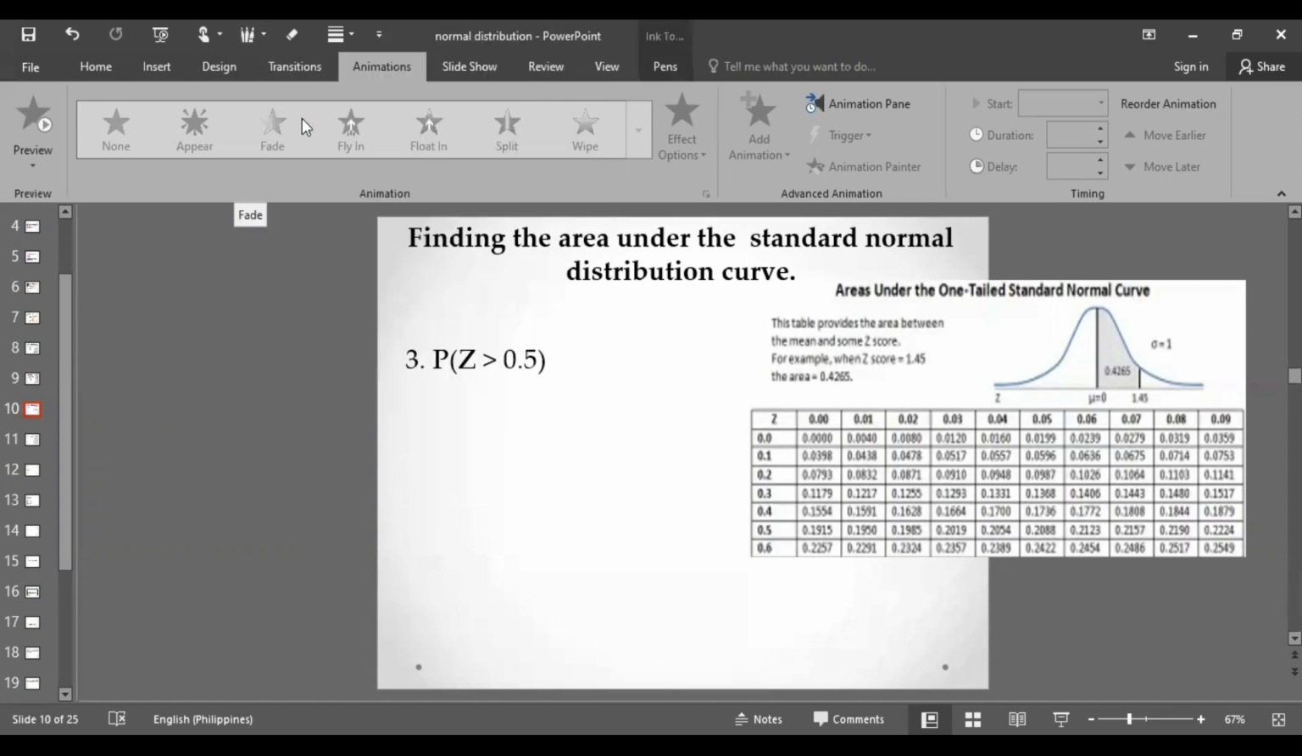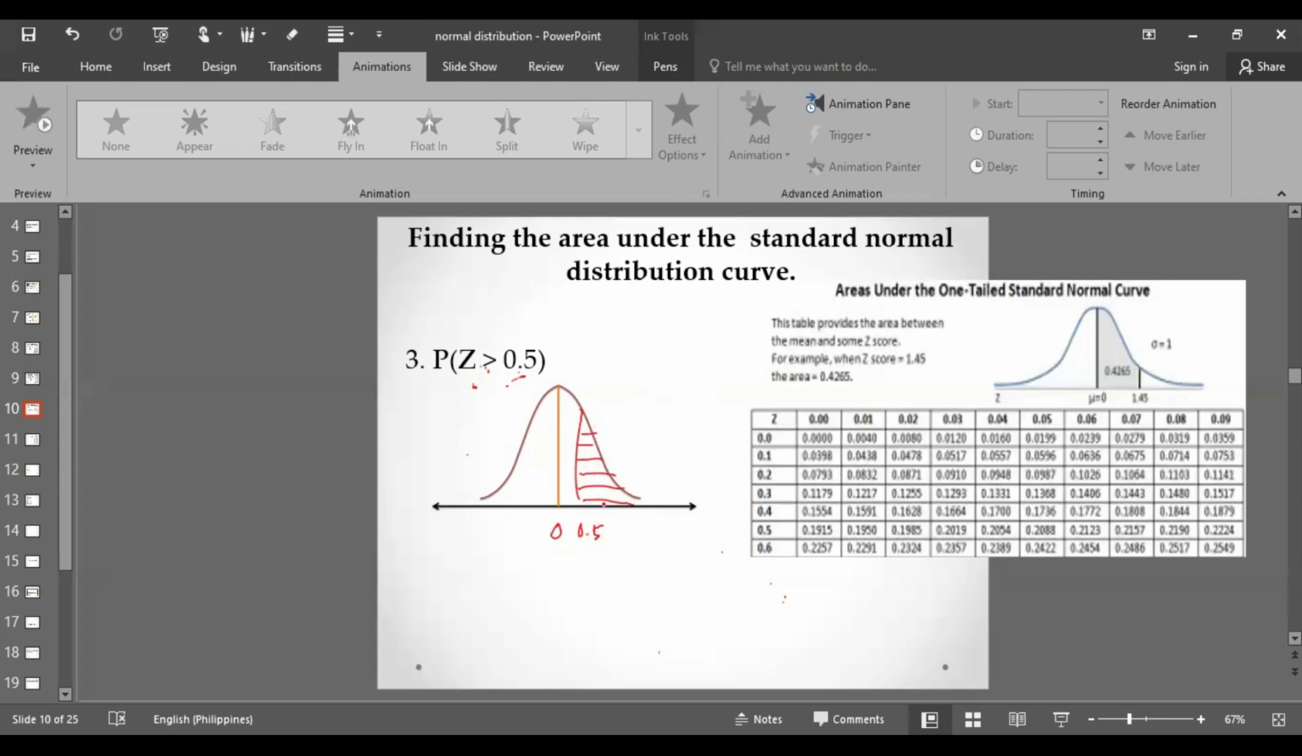Let's move on to the next example. Here we are asked to find the area that is greater than the z-score 0.5. Draw the normal curve and locate the z-score. 0.5 is right here. And since the area is greater than the z-score 0.5, the shaded region is this part. Mas mataas kaysa sa z-score na 0.5. So we're going to find the area of this shaded region.